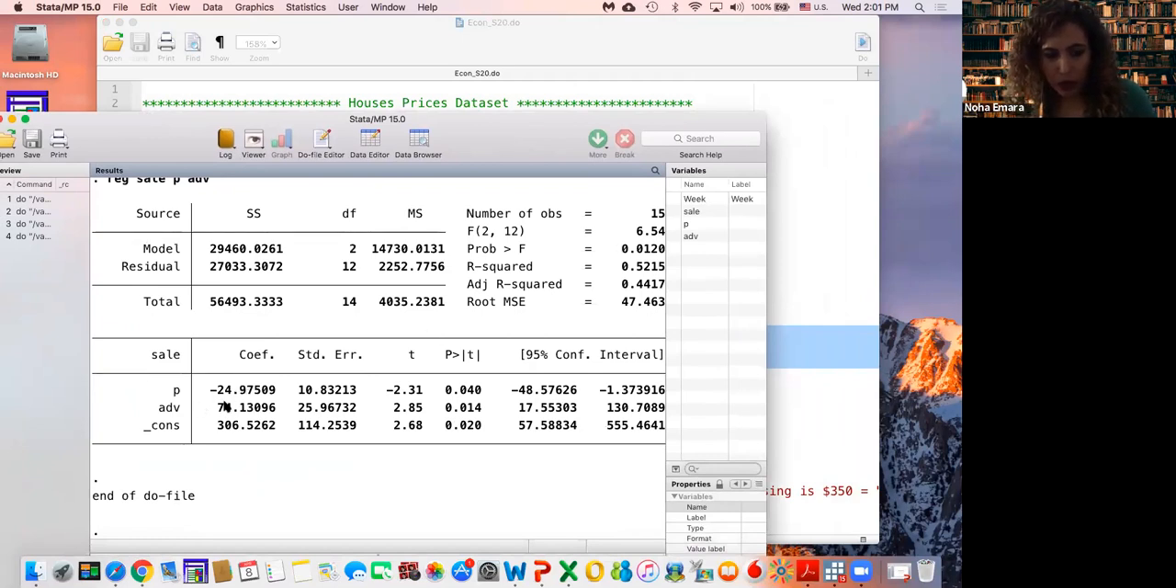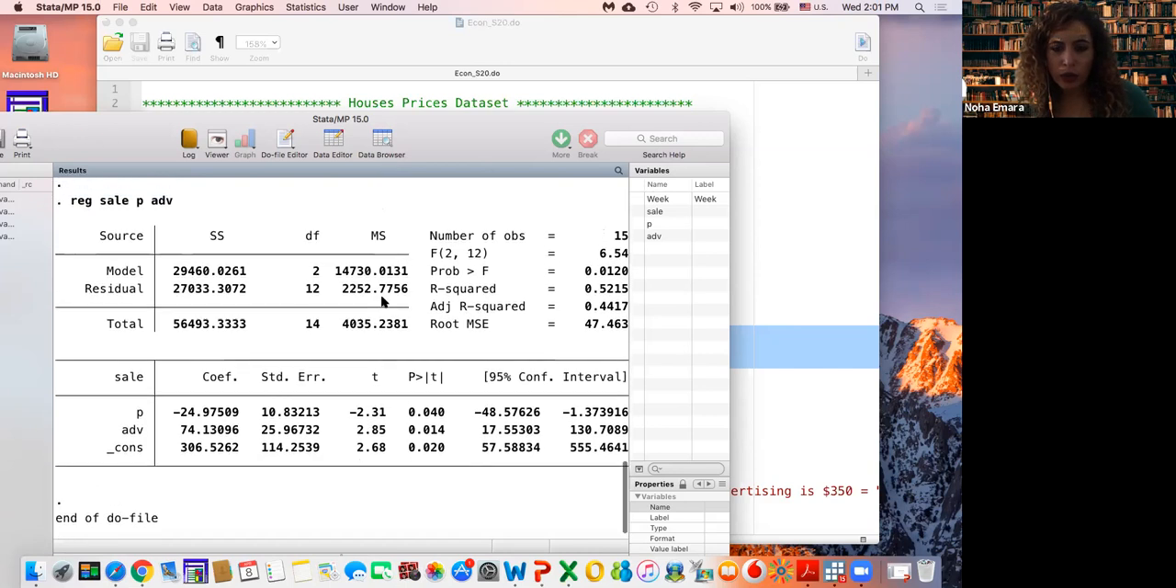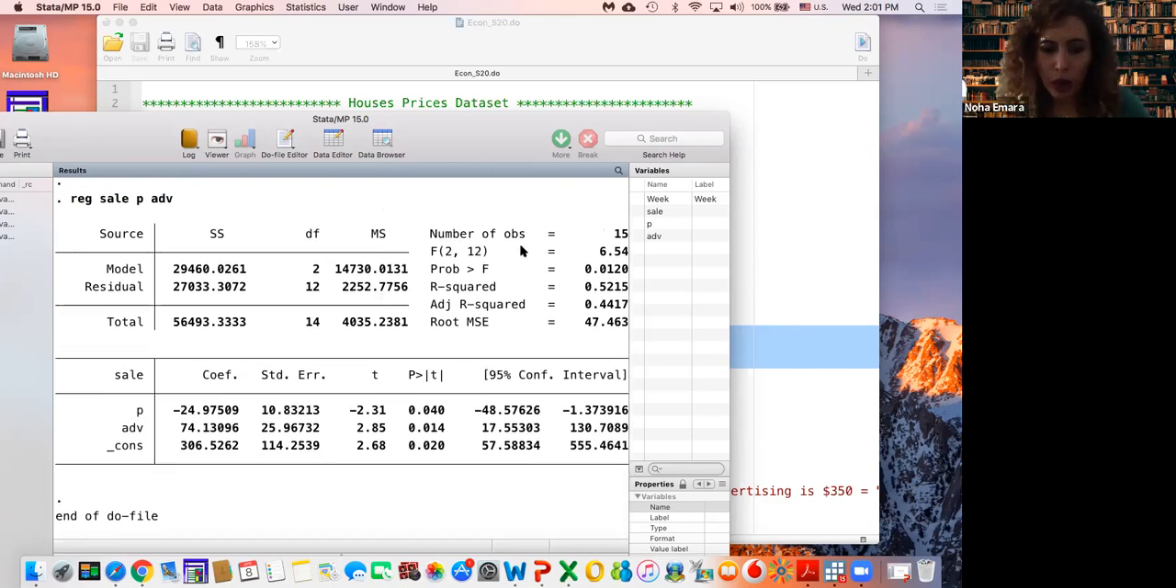There is nothing new here. It's exactly what you see on the slide, an exact replication of the numbers that you get. What can we say about the F statistic? So the F statistic is 6.5, and what you have here are the degrees of freedom used.